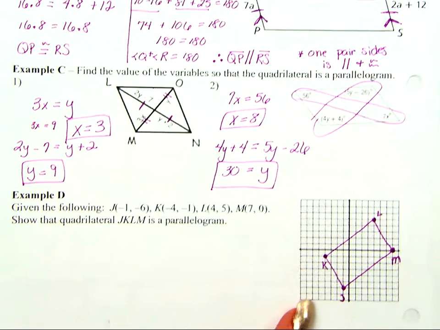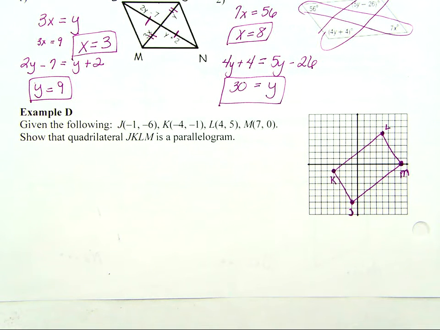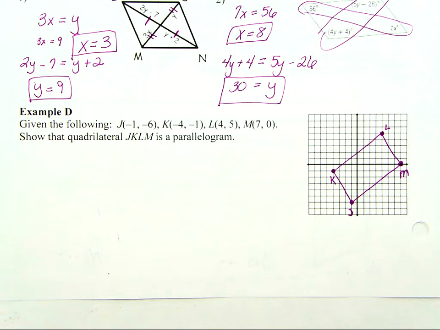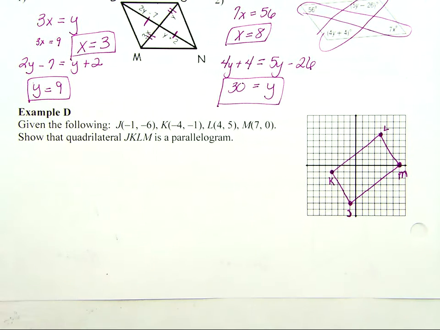Okay, let's take a look at our very last example, example D. Example D gives me the following, JKLM. They want me to show that the quadrilateral JKLM is a parallelogram. Now, JKLM is graphed on the coordinate plane, and I like to graph it simply to give me a visual, but graphing it is not required. The one thing you just would want to keep in mind is that these vertices are consecutive.